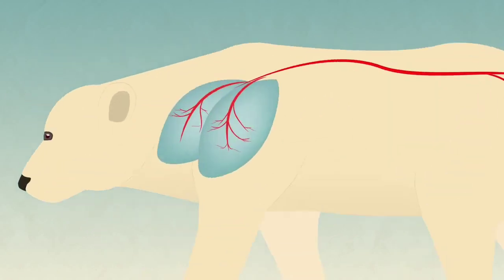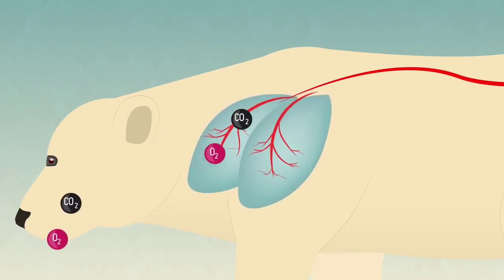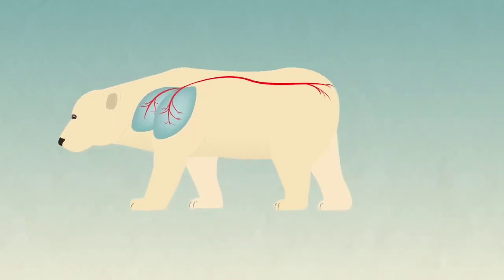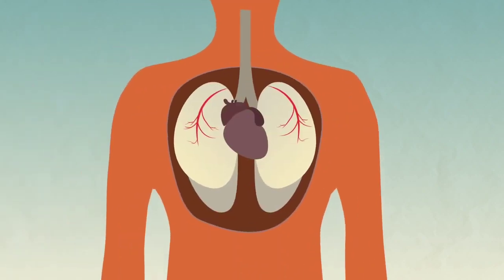The most important thing is to create a large surface area. The bigger the surface area, the faster the diffusion of the gases can occur. The total surface area for a human set of lungs is about 75 meters squared, which is as big as a badminton court, and it's all packed into your chest.